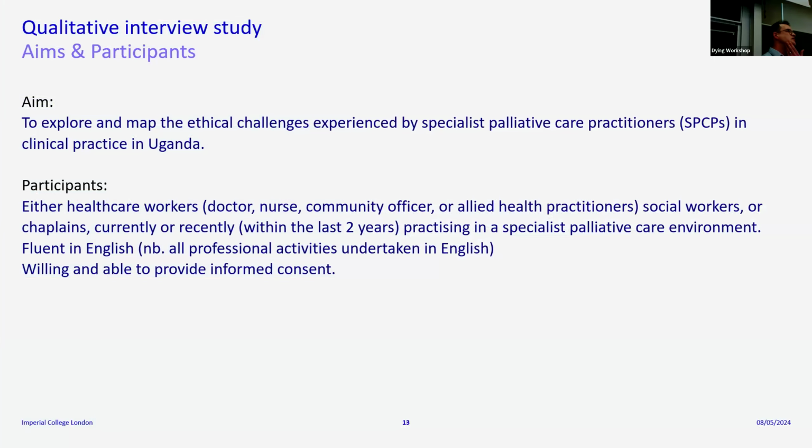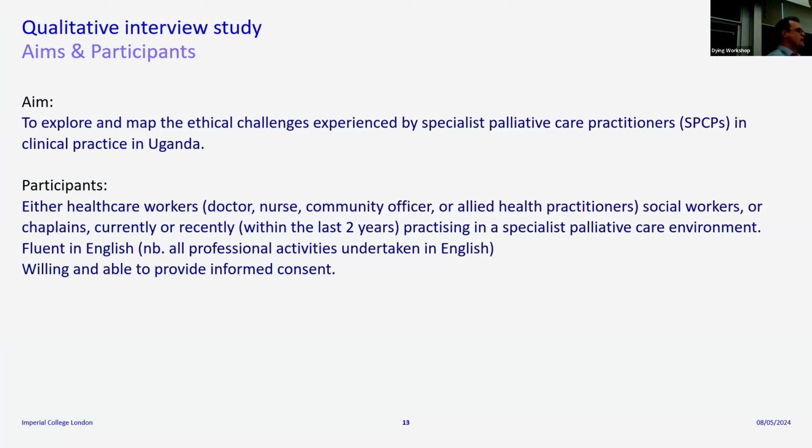So given the huge lack of data from non-high income settings, the next part of the project was to interview specialist palliative care practitioners in Uganda and see what their experiences of ethical challenges were. And I can talk in the question about why we chose Uganda, but this was actually a research question that came from my Ugandan colleagues. It was one of their research priorities.